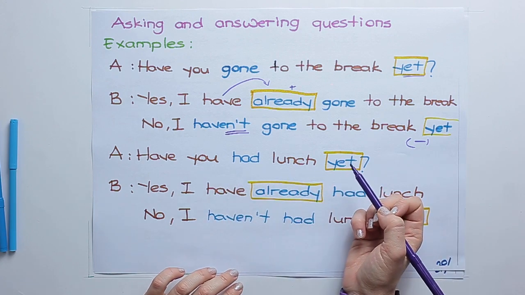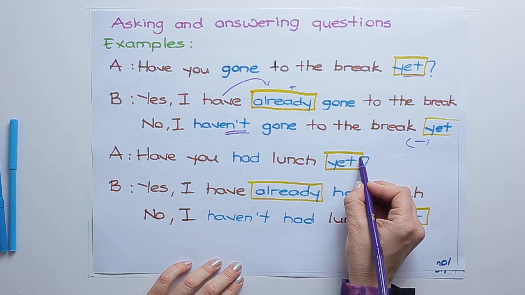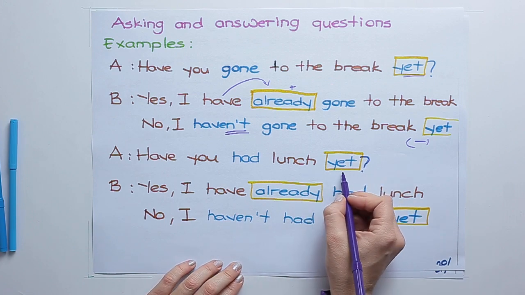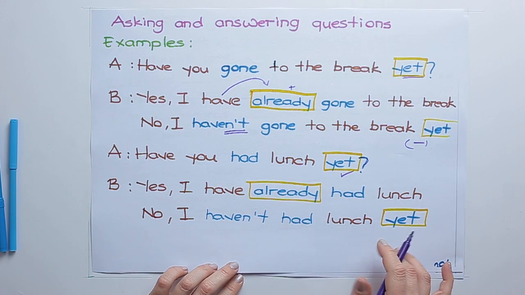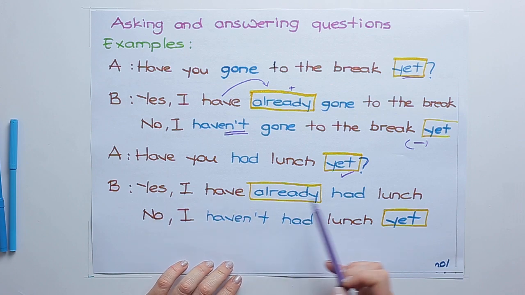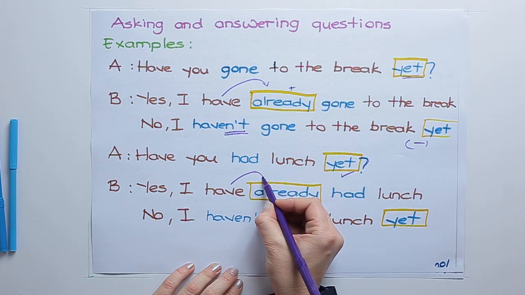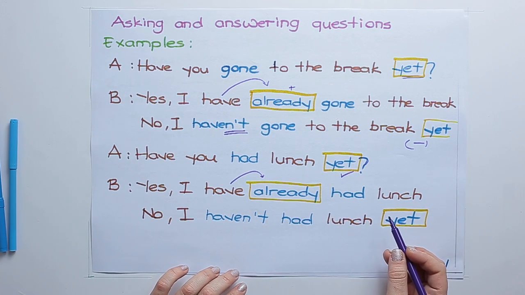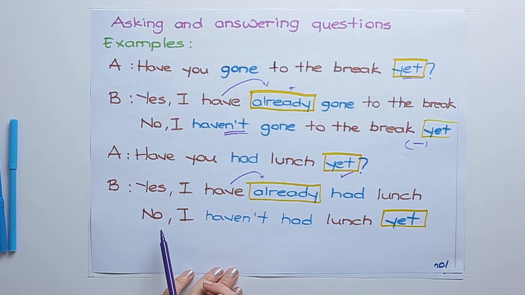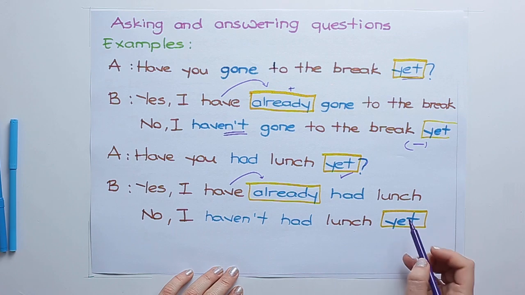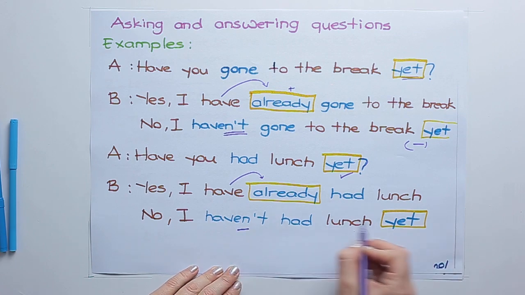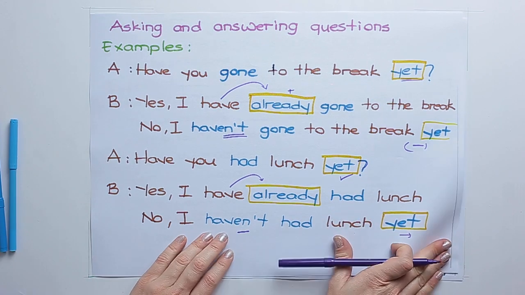Have you had lunch yet? Here, when I see a question form, I can easily go for yet. Yes, I have already had lunch. Already is used after the helping verb, just like just. No, I haven't had lunch yet. Again, it's a negative sentence and I'm using yet at the end.